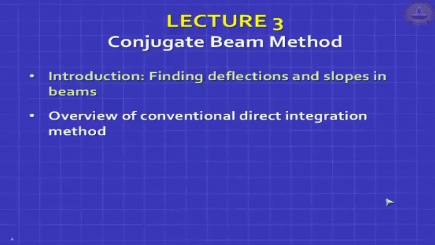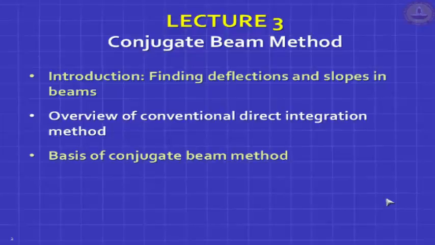The second is the traditional way of finding slopes and deflections, by a conventional direct integration method. Then the other traditional method which is presently taught is called the moment area method. You may have studied that. In my view, that is not the method to be taught in civil engineering. A better method is there, and that method is conjugate beam method.